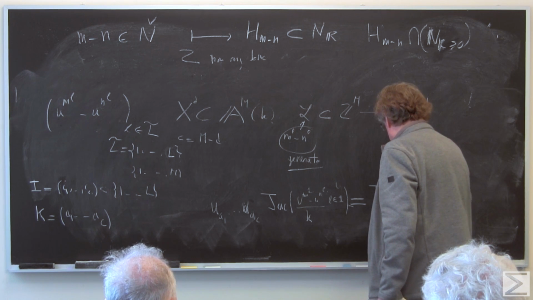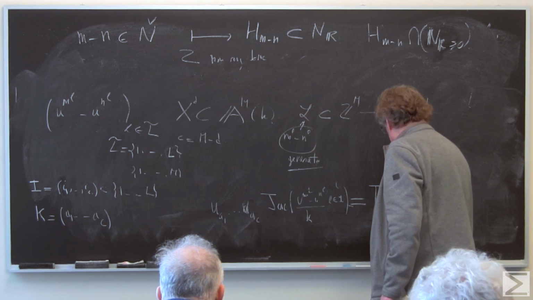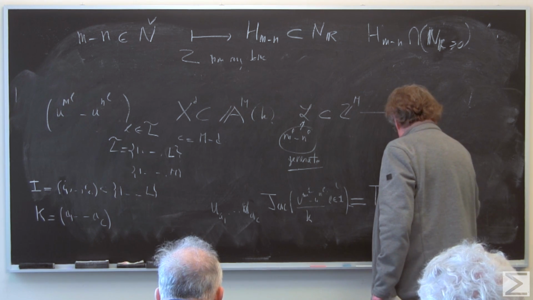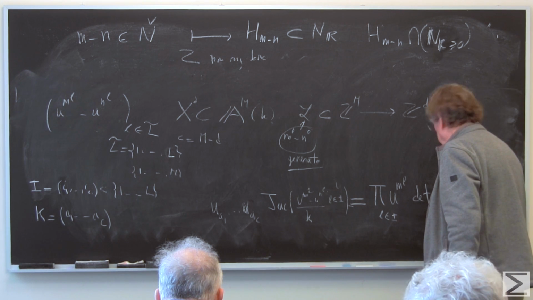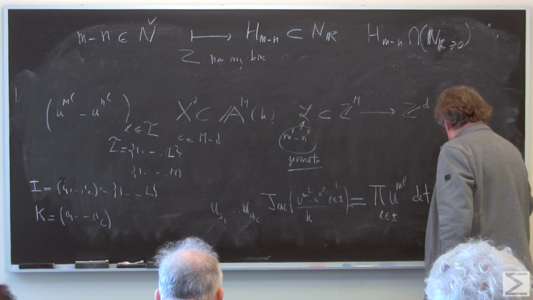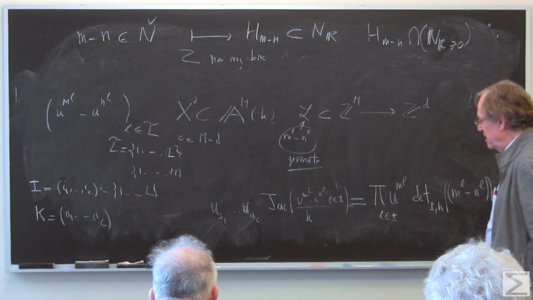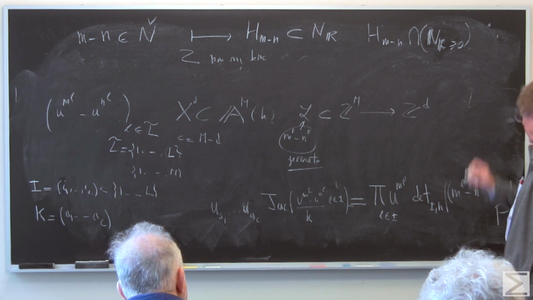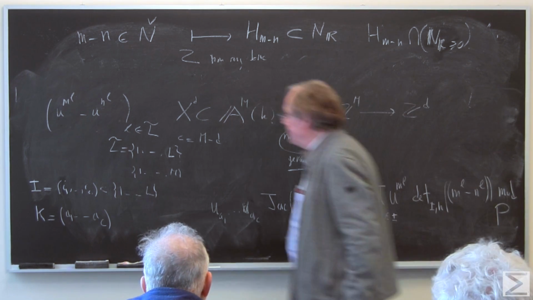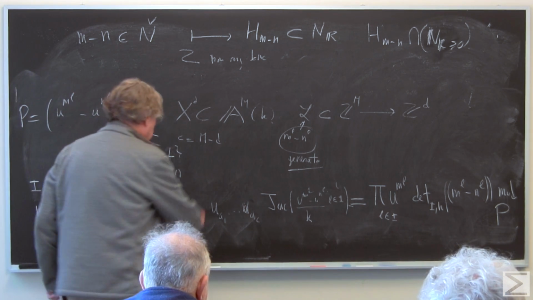This is the product of u^{m_l} for l in I, times the determinant corresponding to the same lines and columns, so I, K, of the matrix of all the vectors m_l minus n_l. This is true modulo the ideal P generated by the binomials. Let's call this P. It's a prime ideal. This is a very easy exercise.